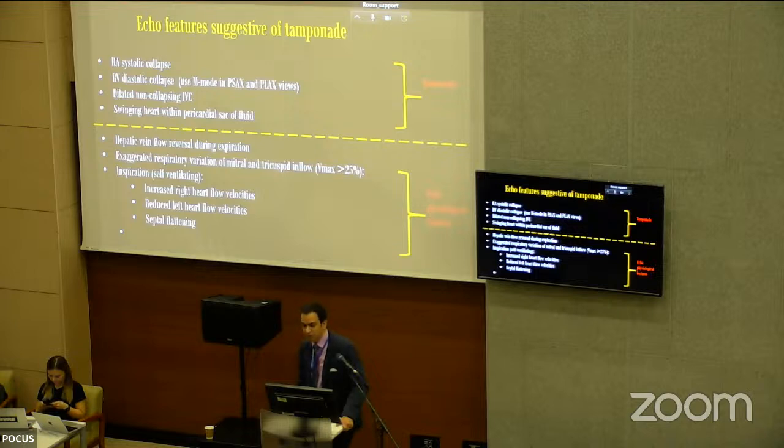And you have also the echophysiological features, which includes hepatic vein flow reversal in expiration and the exaggeration of the mitral and tricuspid flow during respiratory movement or the respiratory phase by more than 25%, which is a physiological change during cardiac tamponade assessed by pulsed wave Doppler.